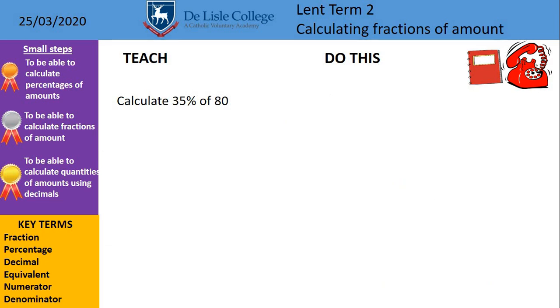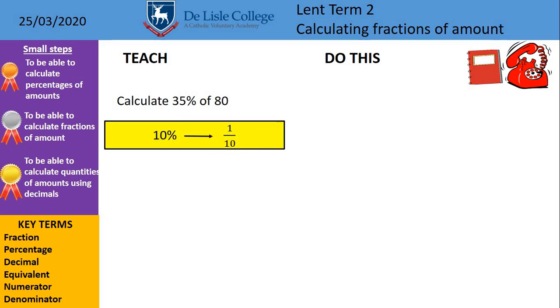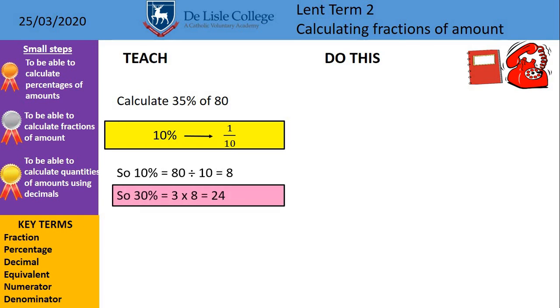How do we calculate 35% of an amount? First of all, we can work out what 10% of an amount is. Remember, this is the same as 1/10. So to work out 10% of 80, we would work out 80 divided by 10 to give us 8. We could then multiply this by 3 to give us 30%. So 3 times 8 is 24.